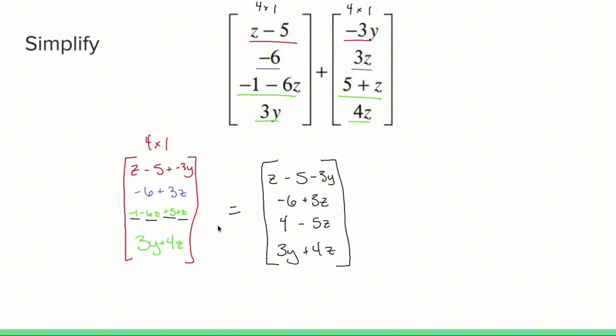So that's what you end up with. You end up with a matrix with a bunch of variables and non-variables, and it's a mess. But that's how we simplify when we add two matrices that are the same exact row column format, and you're trying to combine like terms some of the time.